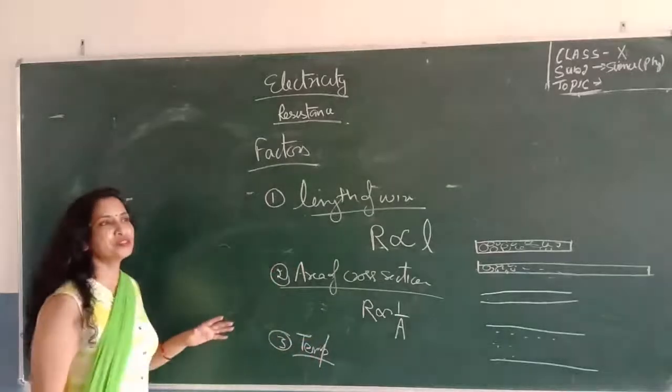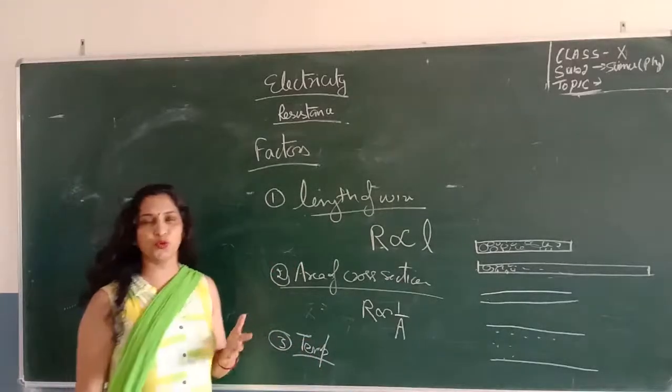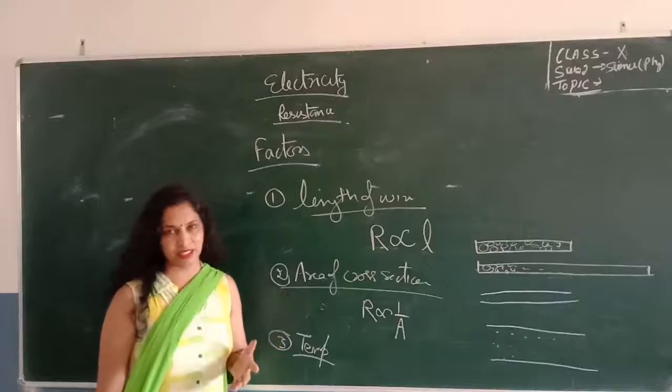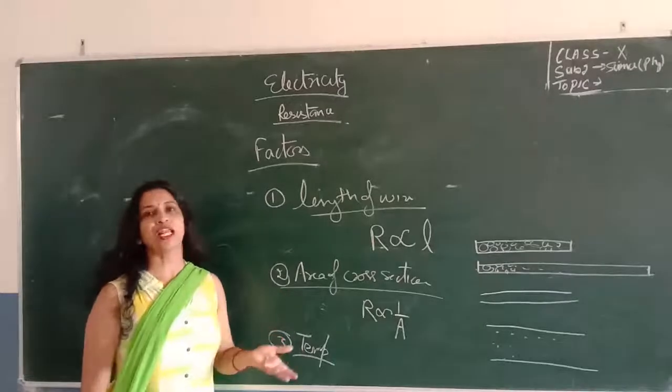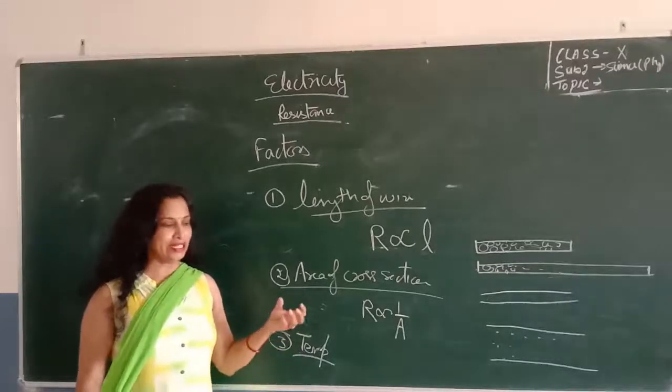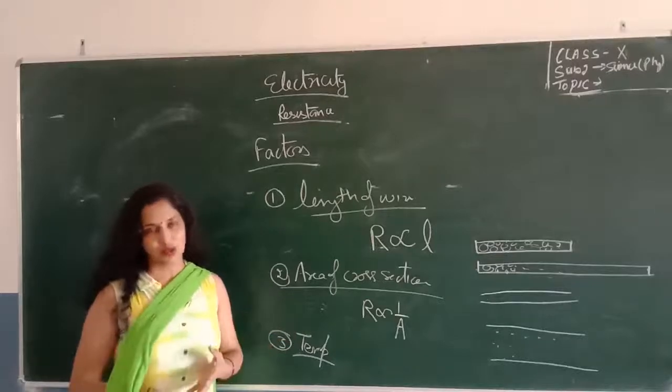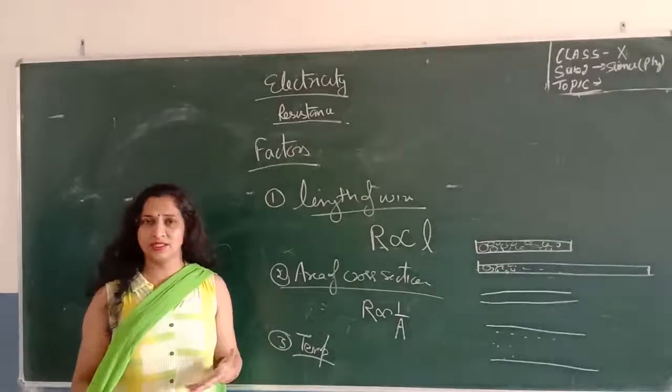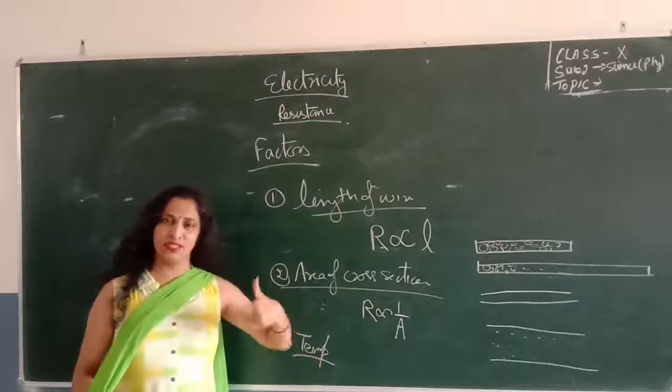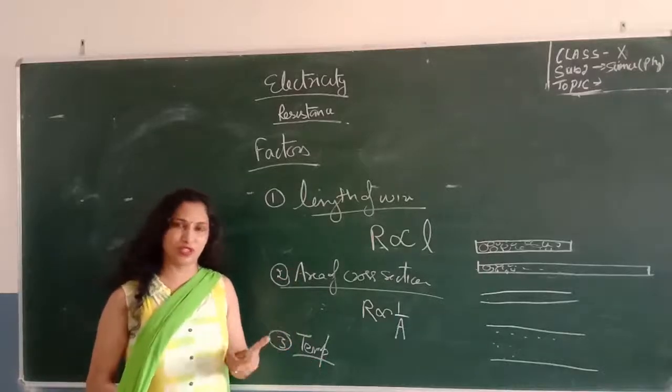So we use nichrome as a heating element in the heater, because nichrome is an alloy and we know that in a heater the temperature increases. So by increasing the temperature, the resistance of this heating element will not change.